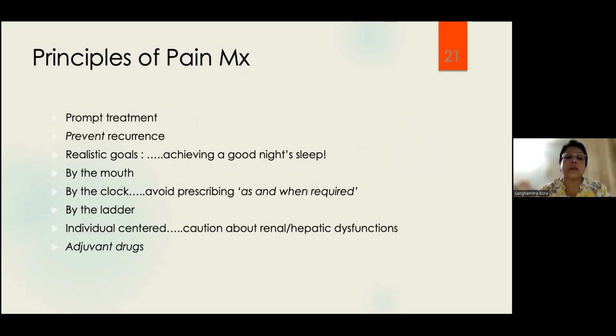We have to set some realistic goals, like achieving a good night's sleep for this particular patient. Always we need to understand the analgesic pain ladder, which I'm sure you have already learned about. We have to go by the mouth, by the clock, and by the ladder. Everything has to be tailor made for one individual. It cannot be one treatment, one regimen fits all. And there is this role of the adjuvant drugs.